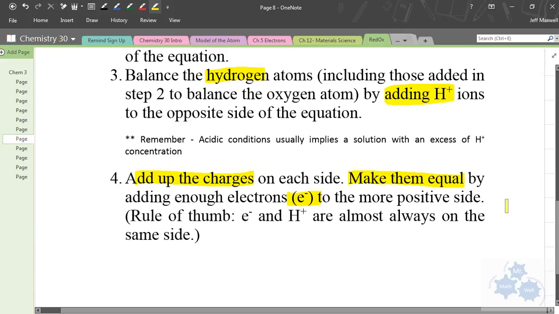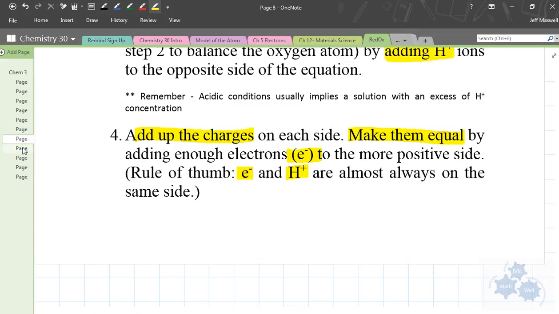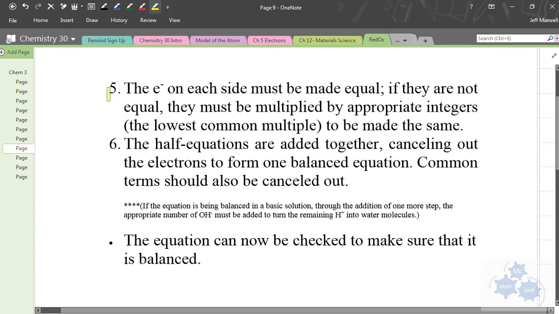And this is just a rule of thumb that you might notice a bit later: electrons and hydrogen plus ions are almost always on the same sides. Once we actually get some practice doing this, it will make a lot more sense, because these rules don't mean much to you right now. But we may as well go over them so that you have some idea of what you're doing.